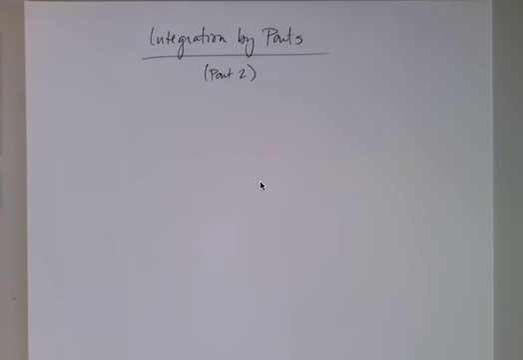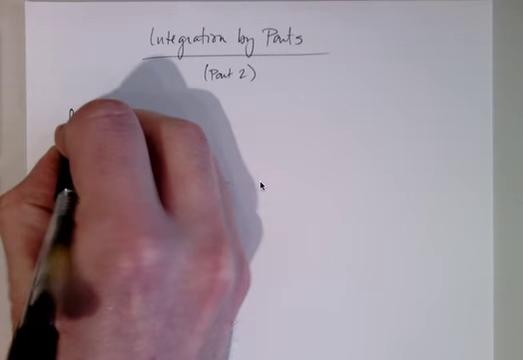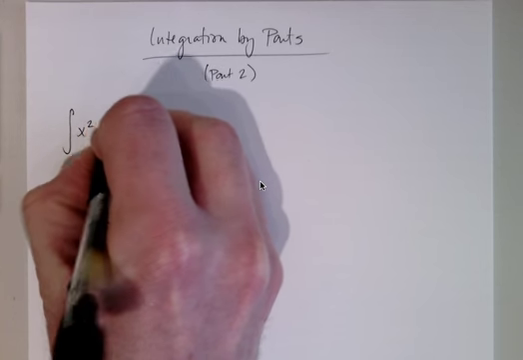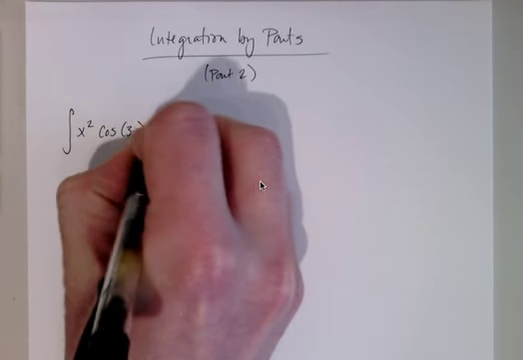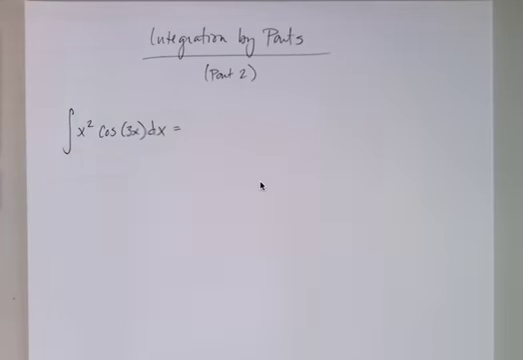Okay, second video on integration by parts. Let's go ahead and jump right in, but let's try one that's just a little more complicated. Okay, and we have x squared cosine 3x dx.